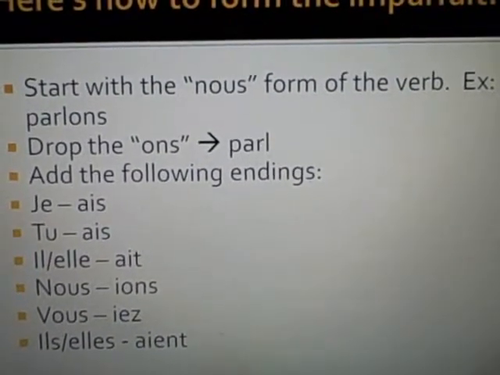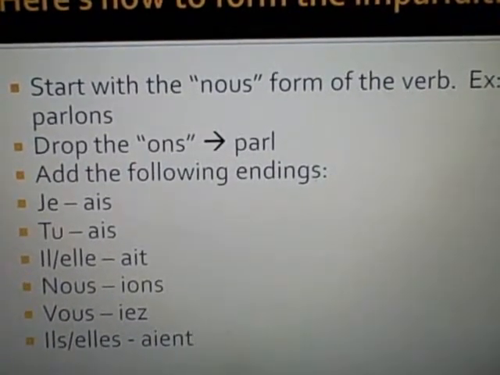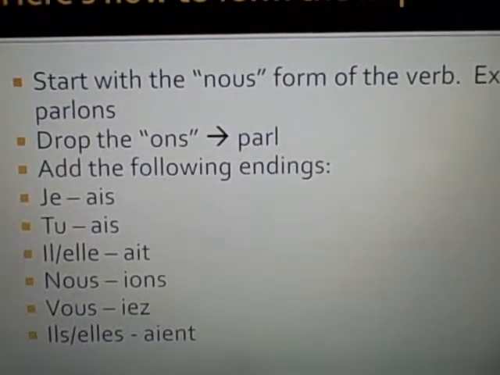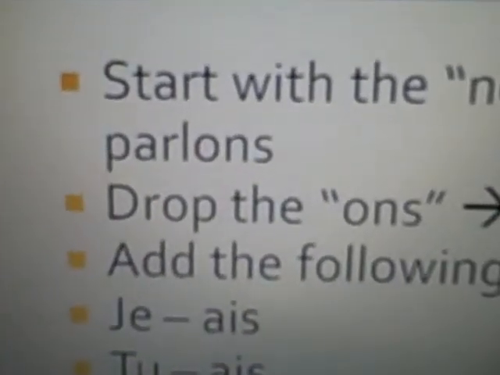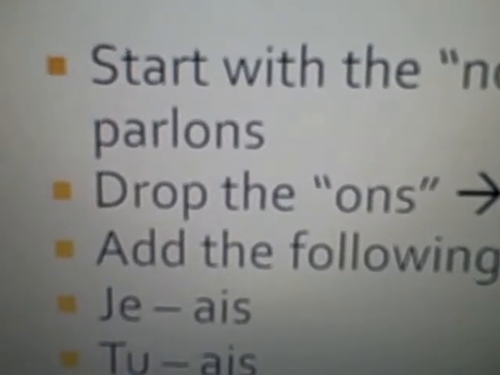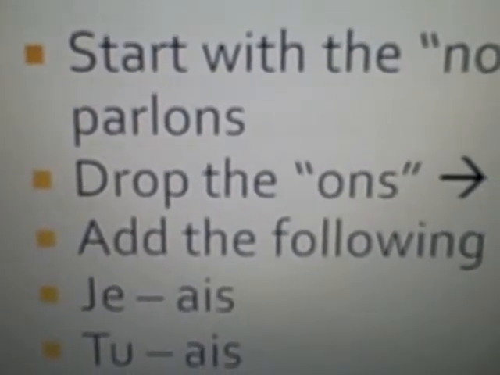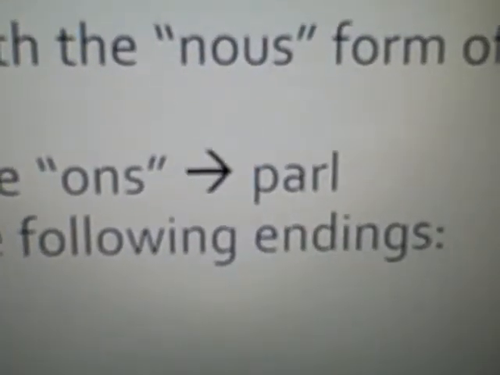Assuming you know that though, we start with the nous form of the verb, and we get rid of the ONS ending. For example, if you had the verb parler, it's nous parlons, P-A-R-L-O-N-S. So you're going to drop the ONS ending, and you're stuck with just P-A-R-L.